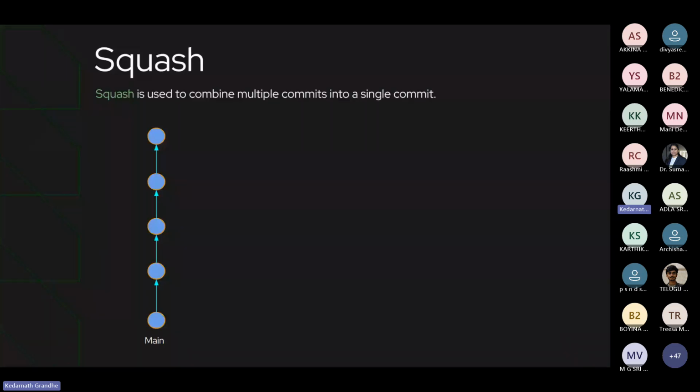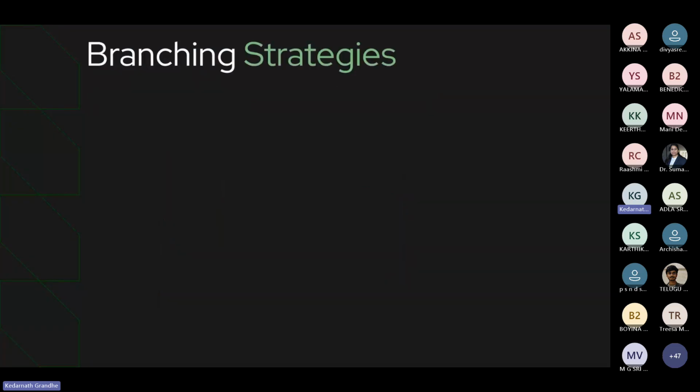If there are multiple commits, small commits, big commits, the log is very huge and you are very confused. So what you can do is merge all those commit logs into a single commit log, so that it's clean and you are not confused with the unnecessary commits. And we'll be looking at branching strategies.